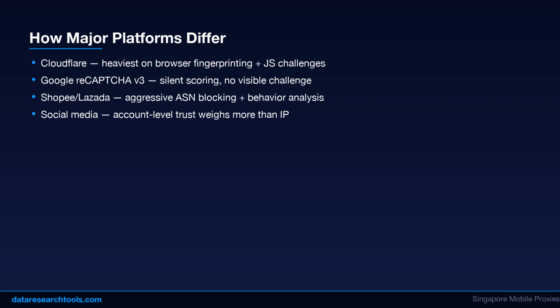So how do you set this up to reduce CAPTCHAs across all three layers? Network layer setup. Use a mobile proxy provider with genuine SIM cards on carrier networks, not data center IPs labeled as mobile.